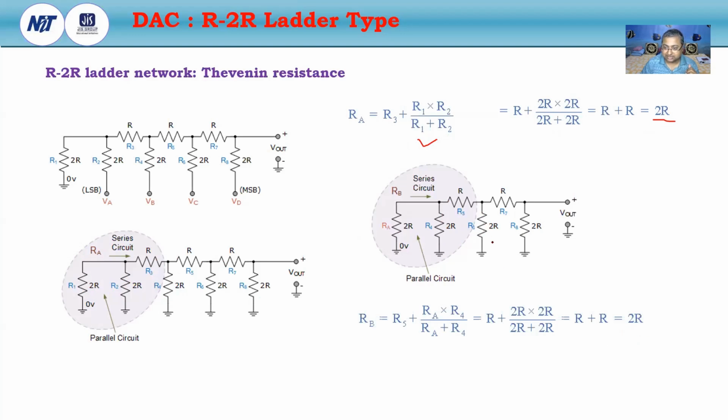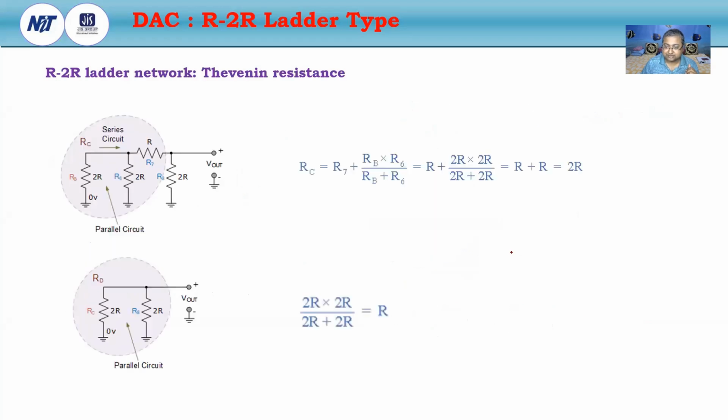So then 2R again parallel with 2R and in series with R. Here, these 2R and 2R are in parallel, in series with R. Then we will get 2R. Again, this 2R and 2R in parallel, we will get R. So this is the Thevenin resistance.